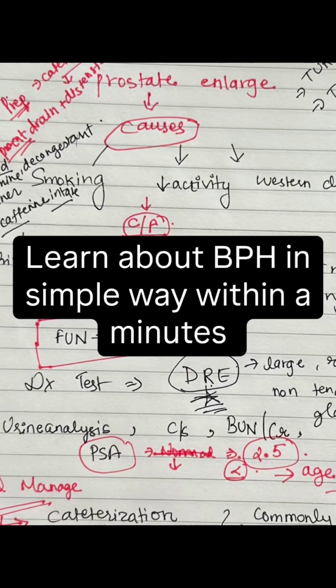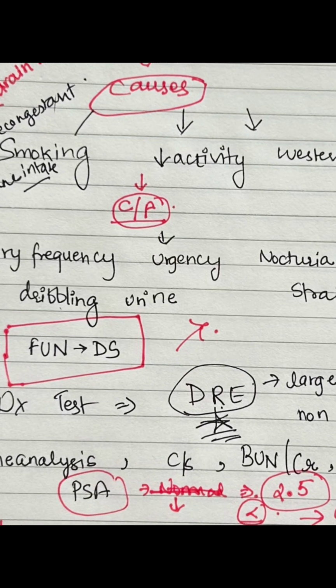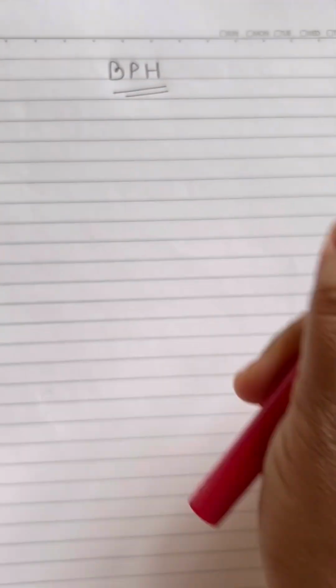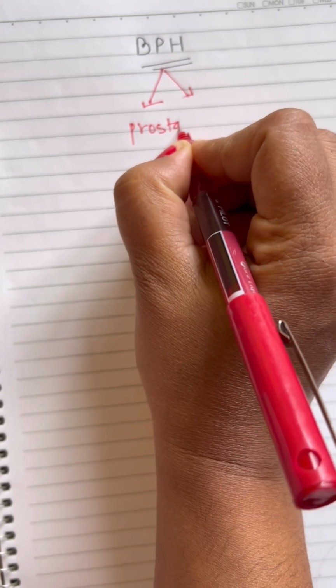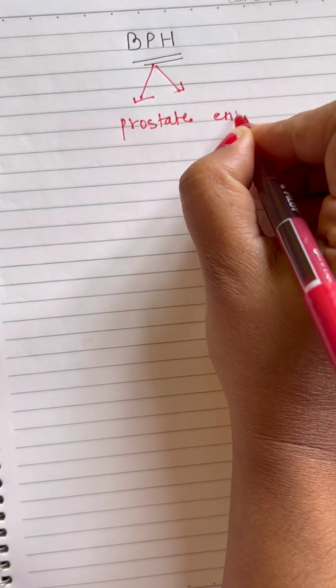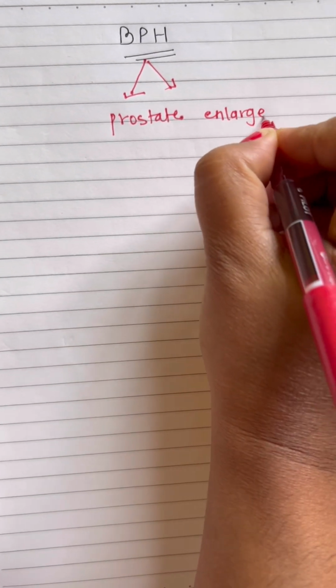Let's learn about BPH in a simple way. So, what is BPH? You need to know that BPH is benign prostatic hyperplasia. It is mainly caused due to enlargement of the prostate gland.